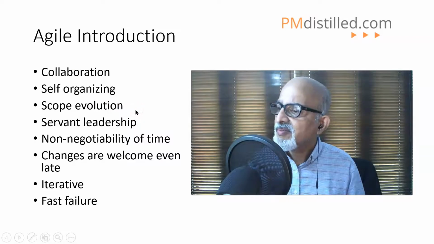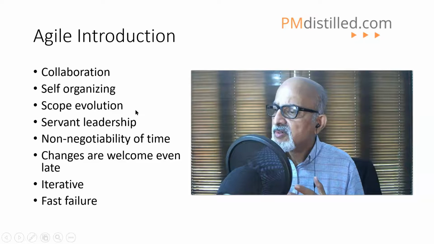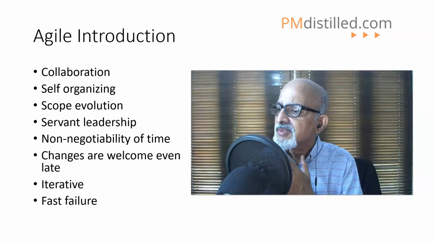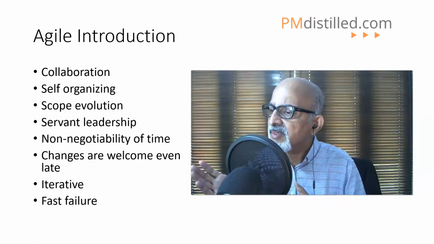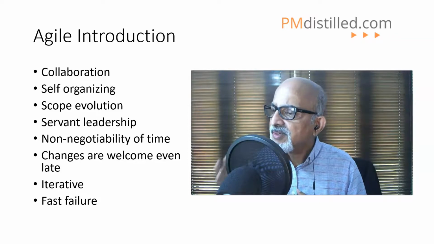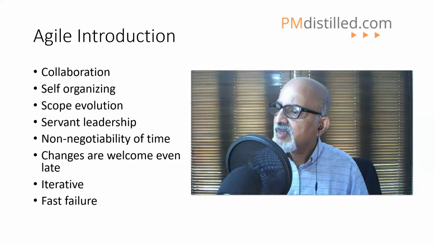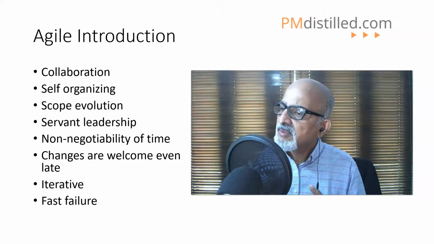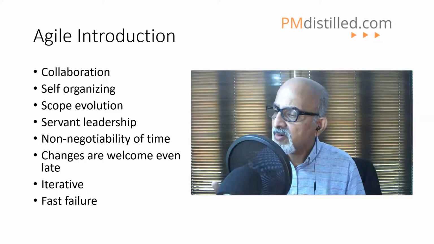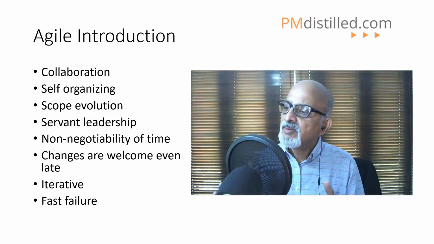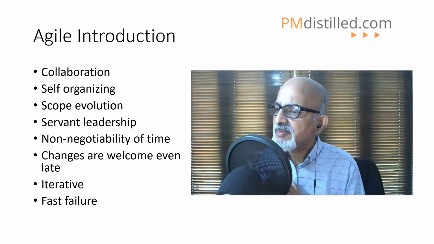Then scope evolution. In predictive project management, our focus is always to define the scope very clearly at the beginning of the project itself, then decompose it into a work breakdown structure, then bill of quantities and estimation and stuff like that. Whereas in the Agile world, it is assumed that the scope is going to change. Typically, in those kinds of projects, Agile gives us maximum value.